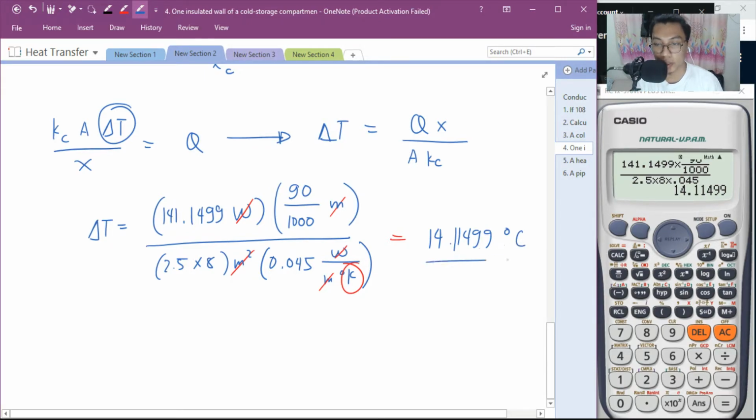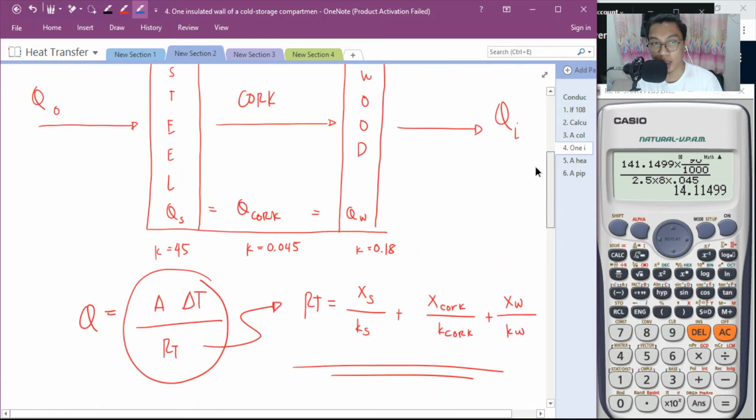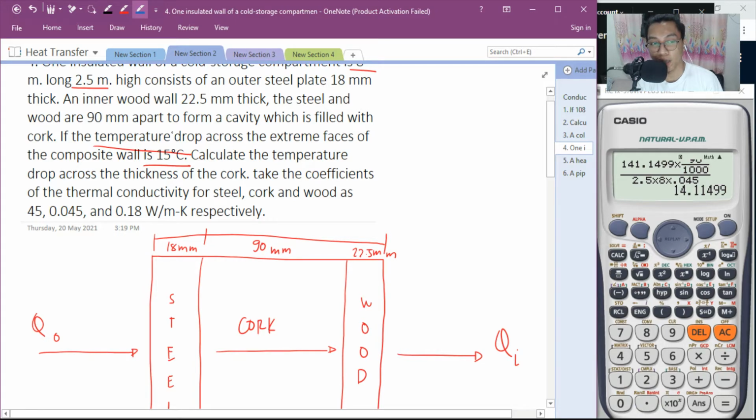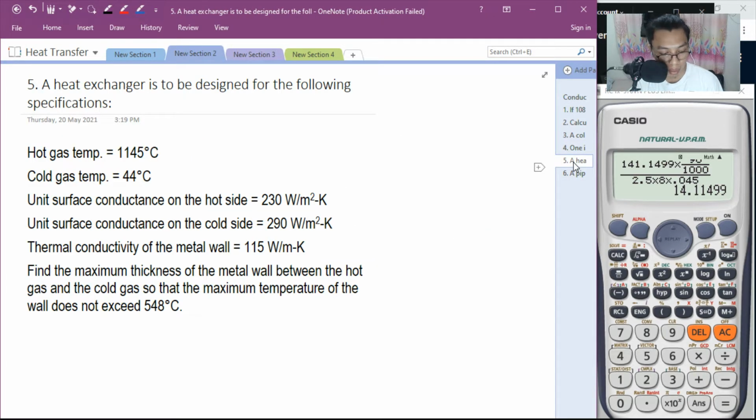Pwede na rin yan. Sir, tama ba yan? Yes, tama yan. Bakit? Ang naging temperature drop mo po kasi sa buo is 15. Dapat lower doon. Okay? Diba? Yung temperature drop sa total is greater than yun sa temperature drop nun sa cork. So, correct yan. Okay? Ganun yung i-check yun. That is for problem number 4. How about problem number 5?